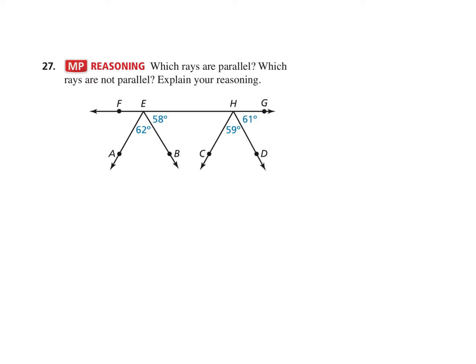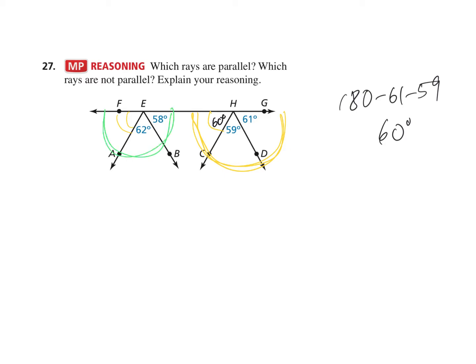That means we need to find these two angles. So you have 180 degrees, which is a straight line. So you're going to take 180 and you subtract the 61 and the 59, and that'll give you 60 degrees. So this little angle is 60. And then the same thing over here. This is 180 degrees, so you subtract 180 minus the 58 minus the 62, and you get 60 degrees. So that's 60 degrees, okay?